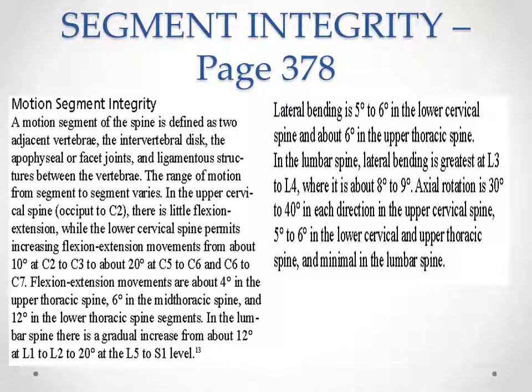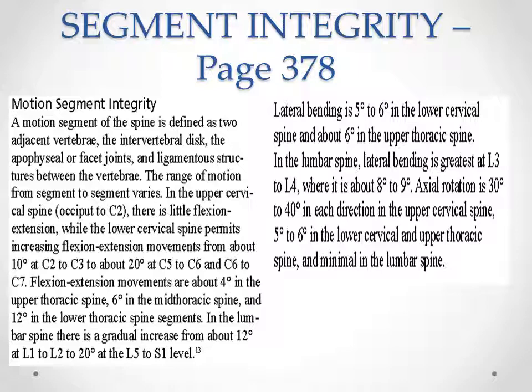Okay, on page 378 of the guides, the concept of motion segment integrity is introduced. And the AMA guides say, and I'm just going to read right from the guides, that a motion segment of the spine is defined as two adjacent vertebrae, the intervertebral disc, the apophyseal or facet joints, and ligamentous structures between the vertebrae. And that makes sense. That's what we've all been taught a motion segment of the spine is. It's two adjacent vertebrae and all the soft tissue and joint and connective tissue structures in between those two vertebrae.